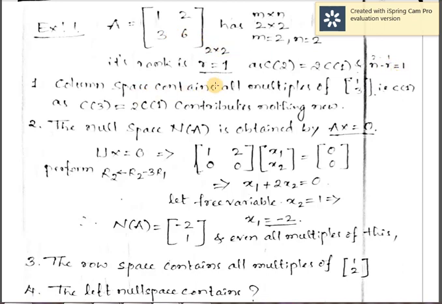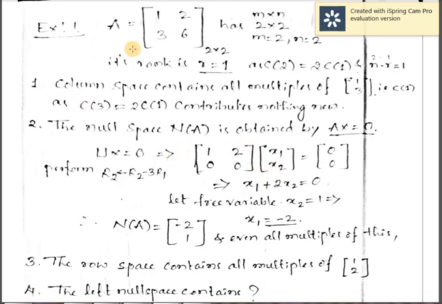The column space contains all the multiples of 1, 3, because this is the basis. The column basis, this one, or it is the pivot column, we can say. So the column space contains all the multiples of 1, 3, that is C1. As C2 is 2 times the C1, and it contributes nothing.